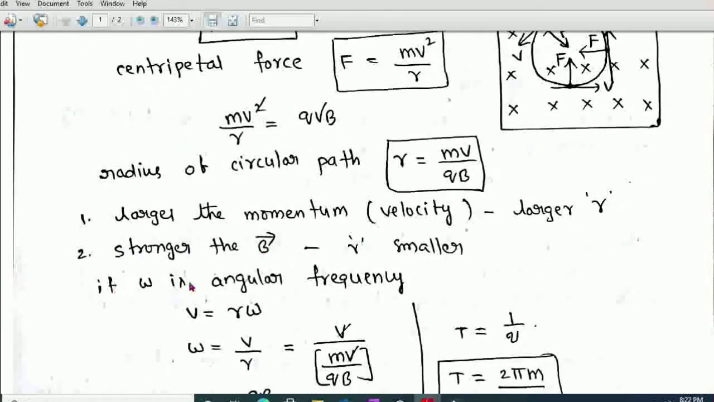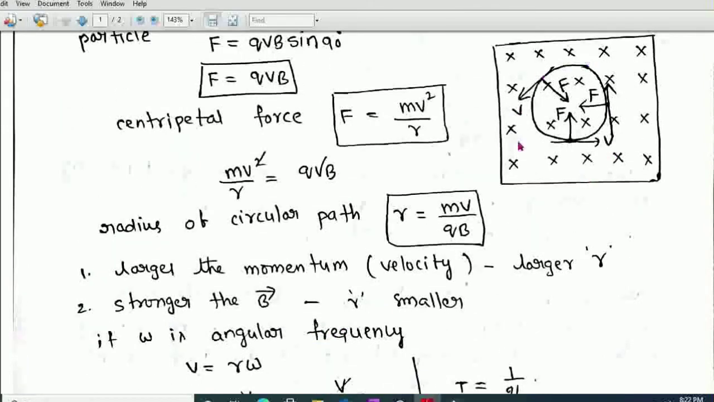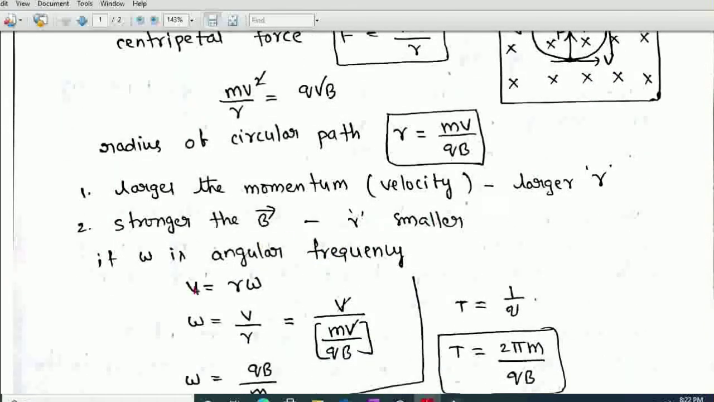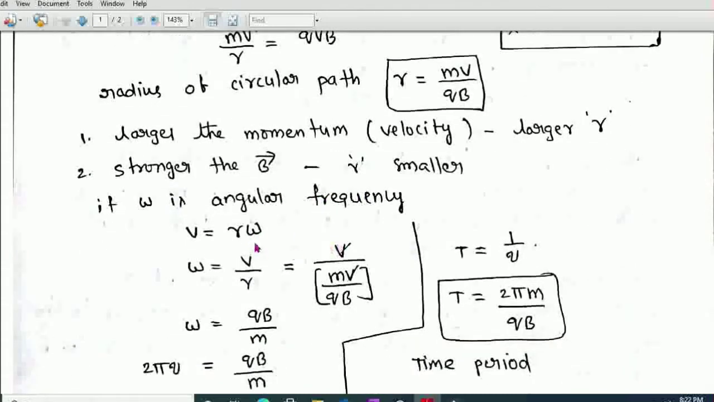Now, if omega is the angular frequency of the revolution of the charged particle, we know the relation between linear velocity and angular velocity. That is v is equal to r omega, where r is the radius, v is the linear velocity, and omega is the angular velocity or angular frequency. Now from this, omega is equal to v by r, where r is the radius of the circular path.